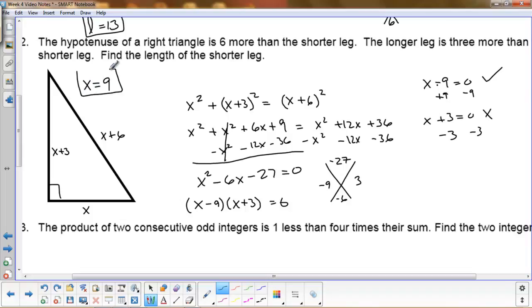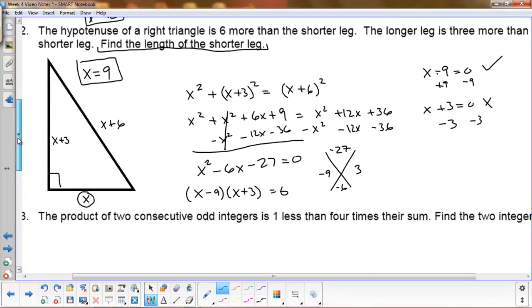Now let's reread the question to make sure we've answered what has been asked of us. That's a very important thing when it comes to quadratic problem solving. It says find the length of the shorter leg. We've identified the shorter leg as x. We've identified x as 9. We can plug into the others to find any of the others. So in future questions, if anybody's looking for those others, just go ahead and answer what's being asked.